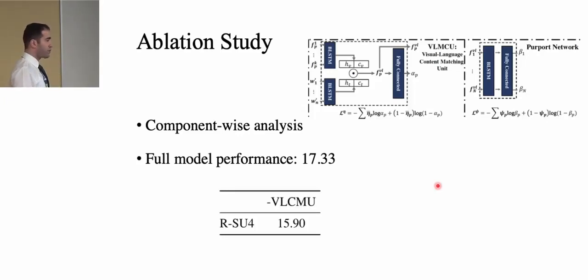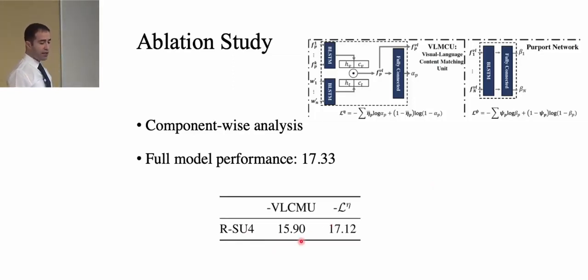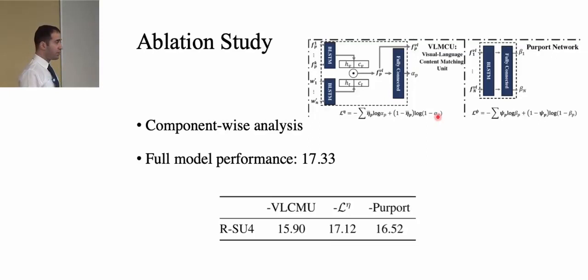When we completely remove the visual language content matching unit, we see a major drop in the performance. If we keep the visual language content matching unit, however, we discard the auxiliary loss that we were using to train it, we see a drop in performance, however, not that much. If we completely discard the Purport network, we also see a rather noticeable drop in performance. This is because we need to know what happened in the entire video to be able to select the most representative one.